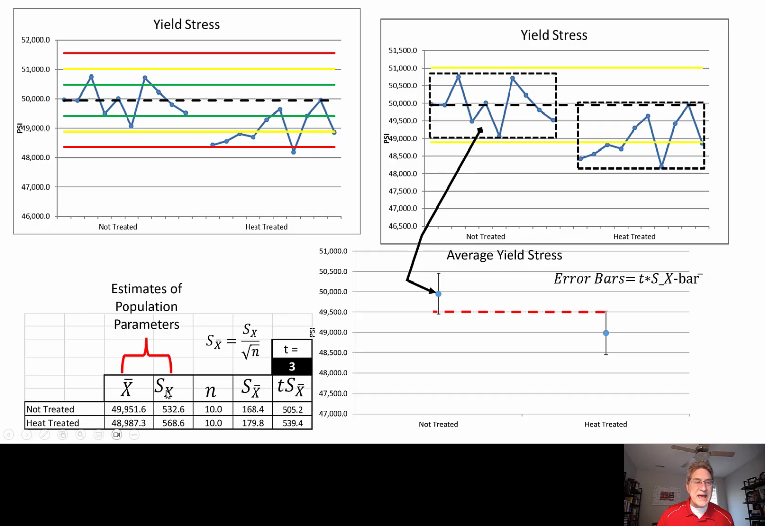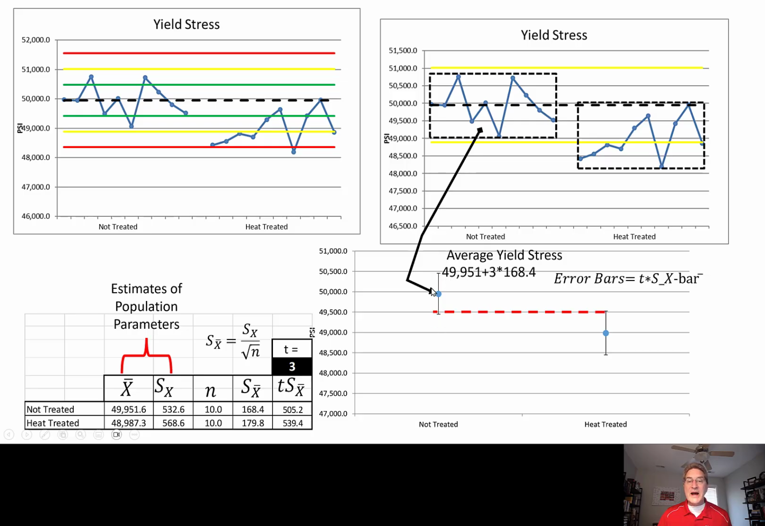Notice I have S of X. That's the standard deviation of the individuals. I have 10 points. Now notice I have S of X bar. That's S of X divided by the square root of 10. And then I have T times that. My T right here is 3. I'm going to explain in the next video what I mean by T. That's the K value that we've been using, okay? And so I'm going to put that on here as error bars, and that's what those are.